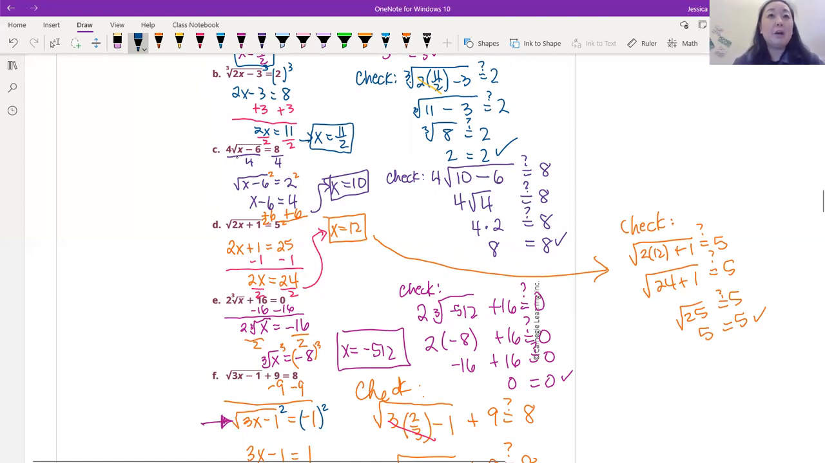Next one. Oh, note right here, we do not square immediately. We divide by 4 first. Can you square immediately? Yes, you can. You're just going to have to deal with bigger numbers. I personally like to deal with smaller numbers. So we're just going to do that first.